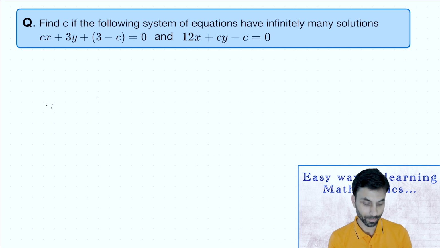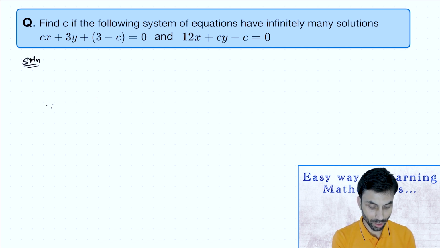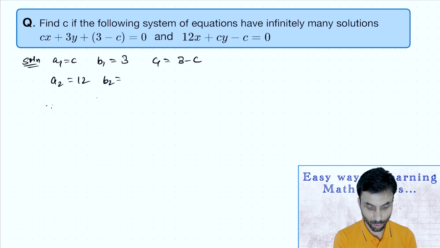The next question is, find C if the following system of equations has infinitely many solutions. So in this case, if you observe, the value of A1 is C, B1 is 3, C1 is 3 minus C. The value of A2 is 12, B2 is C, and C2 is minus C.